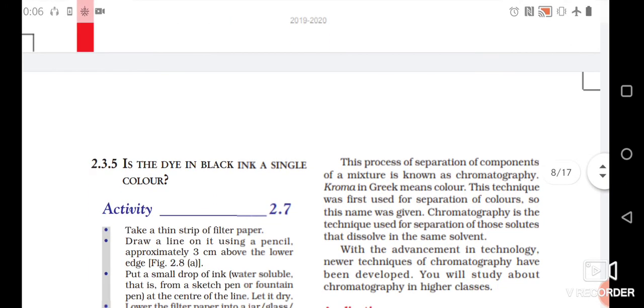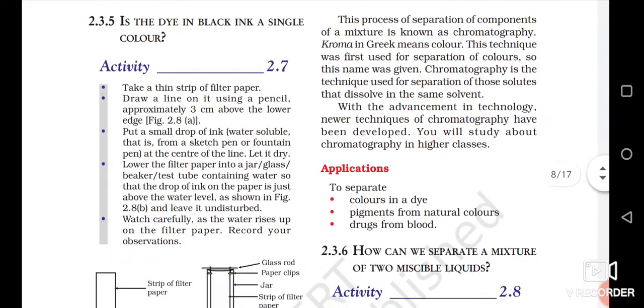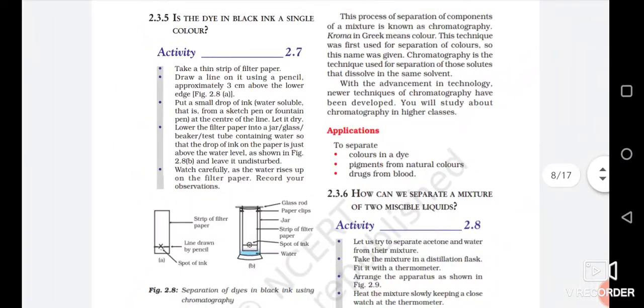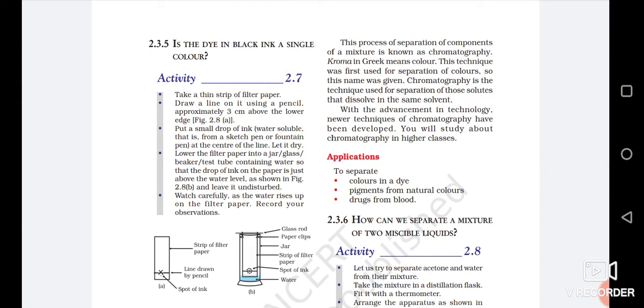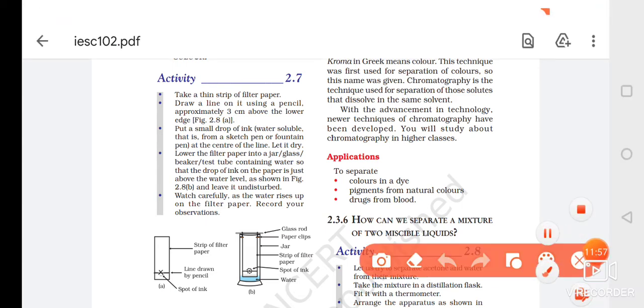Now let's talk about the other separating technique, which is chromatography. What is chromatography? Chromatography is the process of separating the components of a mixture. For example, I have my dye. In evaporation, I had the ink and evaporated the water from it, and now I have a dye remaining. Now I want to check what colors my dye is made up of. I will check this with the help of the chromatographic technique.